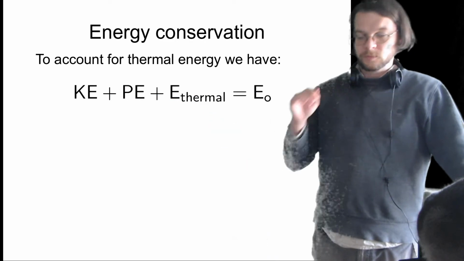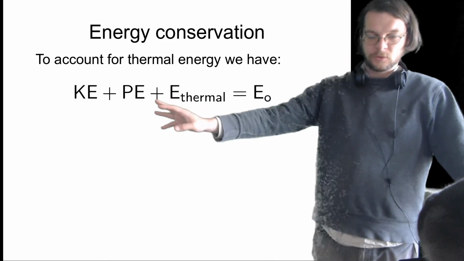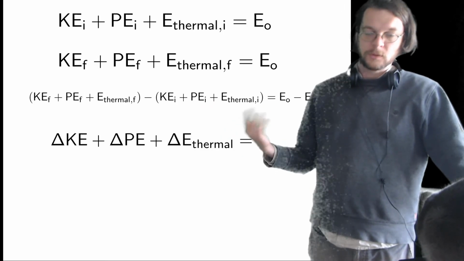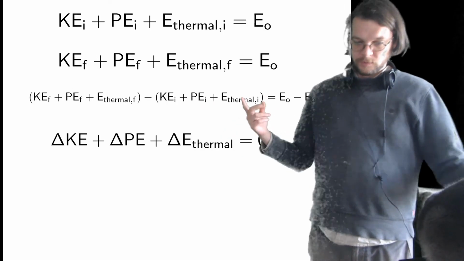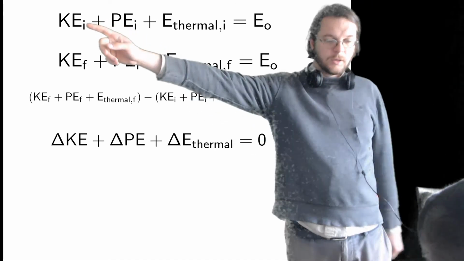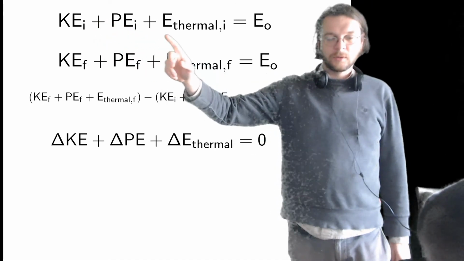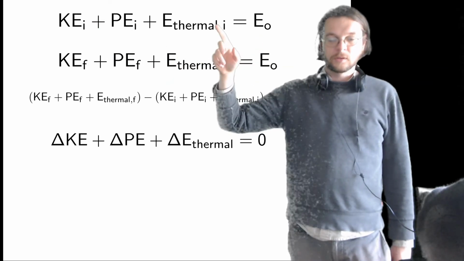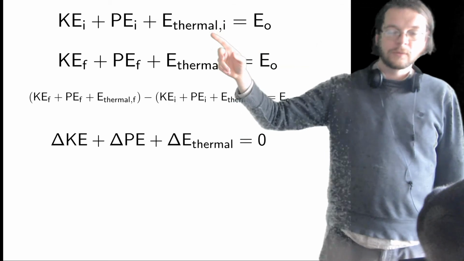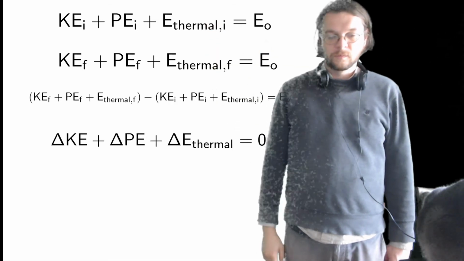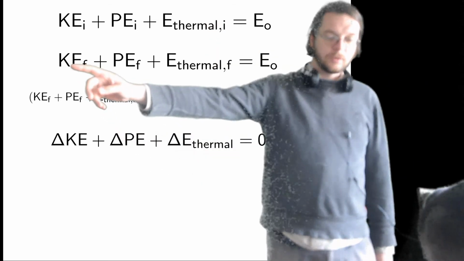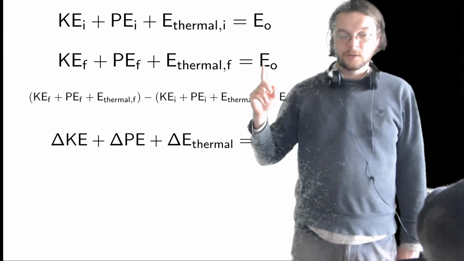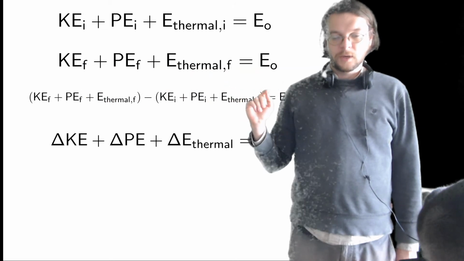But because this is true at any time, that means that it's true initially for the initial quantities, and it's true for the final quantities. So for example, the initial kinetic energy plus the initial potential plus the initial thermal energy adds up to the total energy. Often the initial thermal energy would probably be zero if we haven't used up any energy for friction. And then it is also true that the final kinetic plus the final potential plus the final thermal adds up to the same constant.